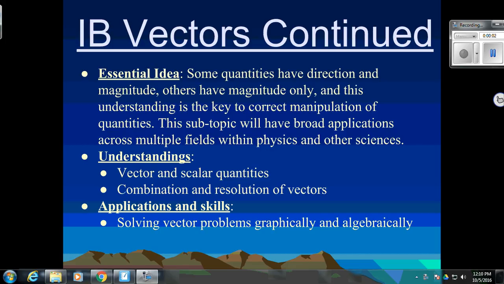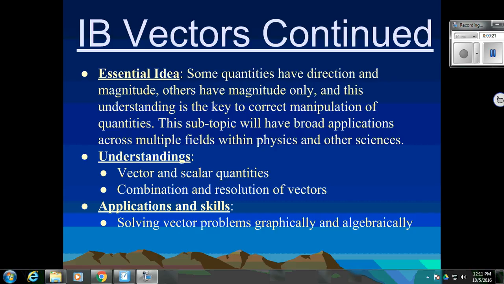So here are the things that IB wants you to know in terms of vectors and scalars, you guys. This is topic 1.3 in the syllabus, and the essential idea is that some quantities have direction and magnitude, others have magnitude only. This is key in correctly manipulating those things. So vectors and scalars, I think we've talked conceptually about what they are.